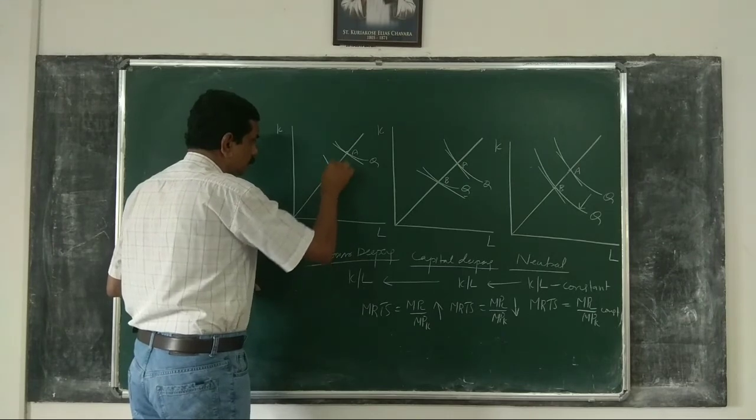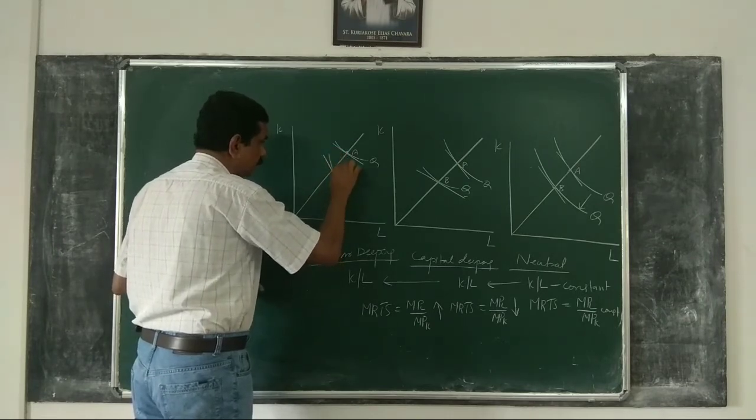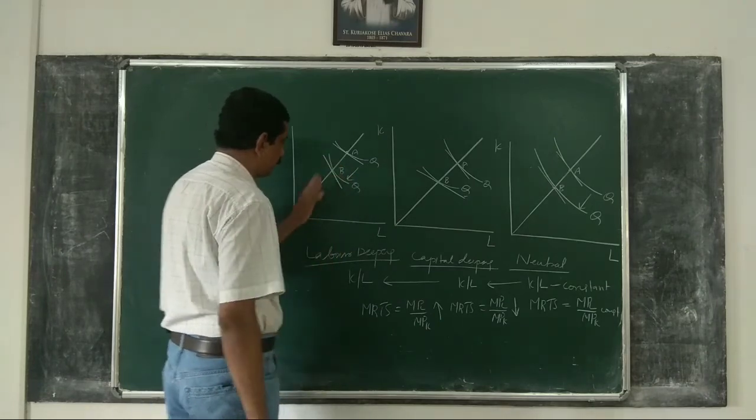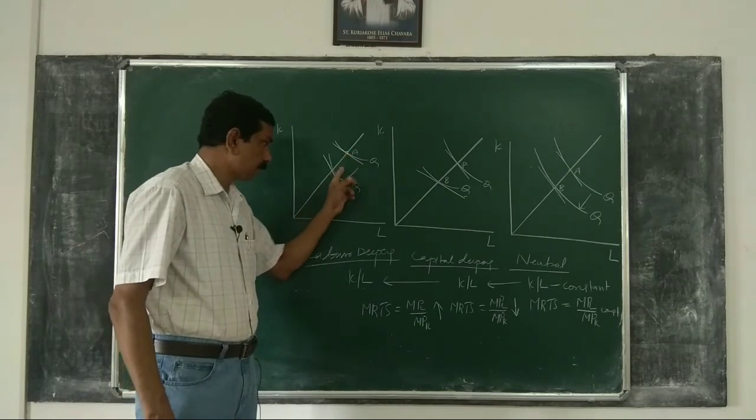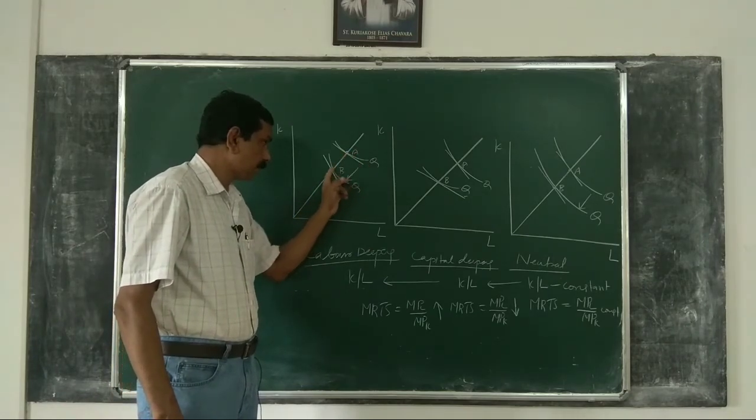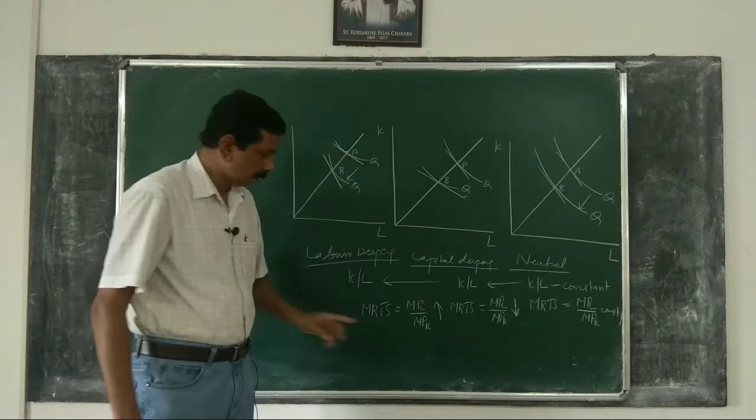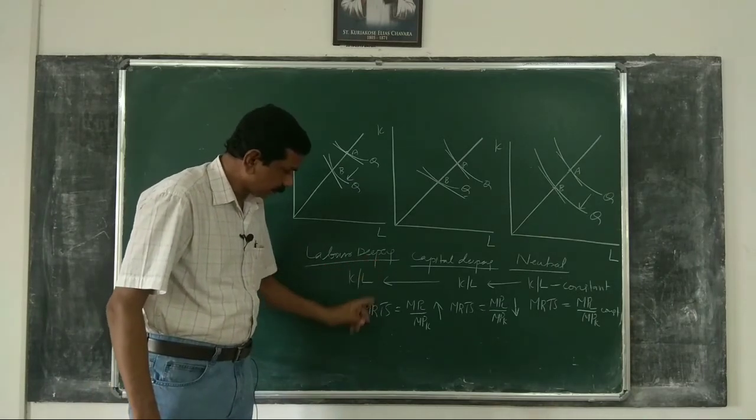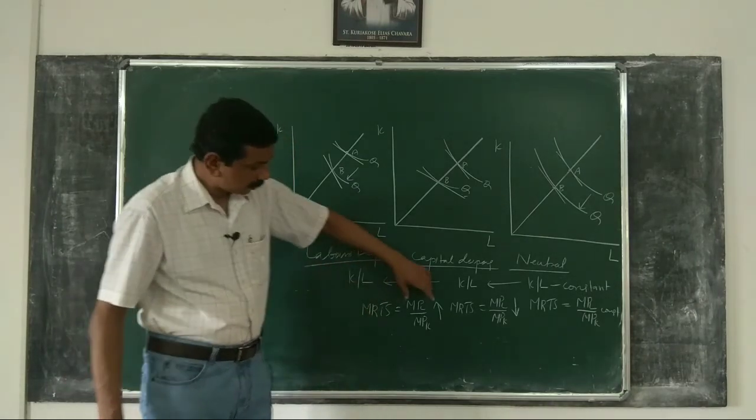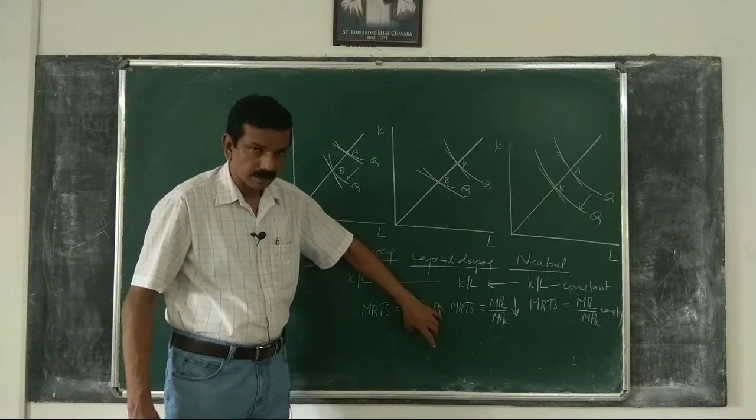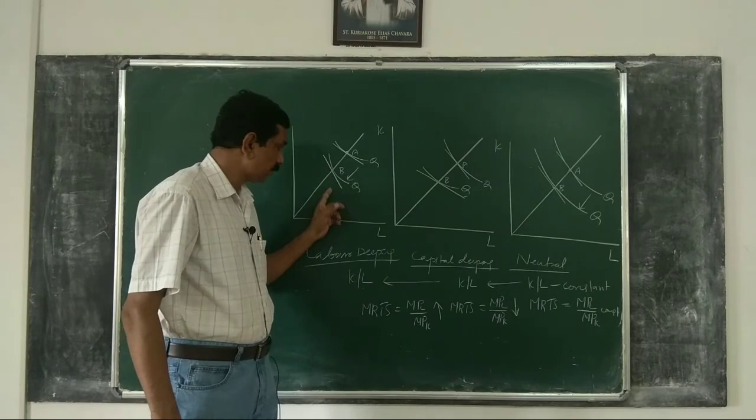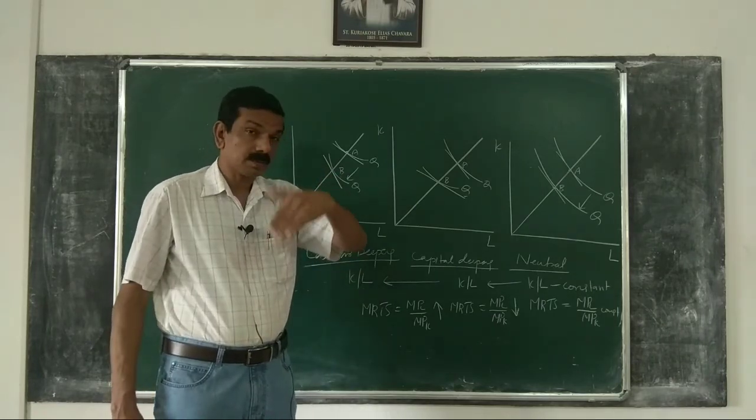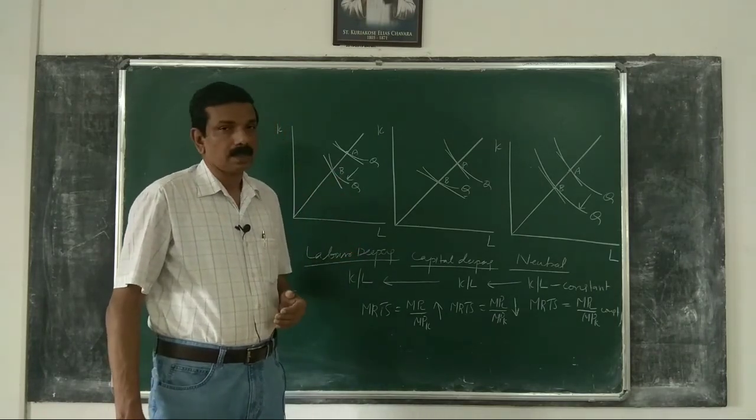So at point B, on the same Q, the slope of the isoquant at point B is greater than at point A, and at points A and B the K by L ratio is the same. Because we know that labor deepening technical progress increases MPL relative to MPK, so that MPL by MPK increases. That is, the slope of the isoquant for the same K by L ratio increases.